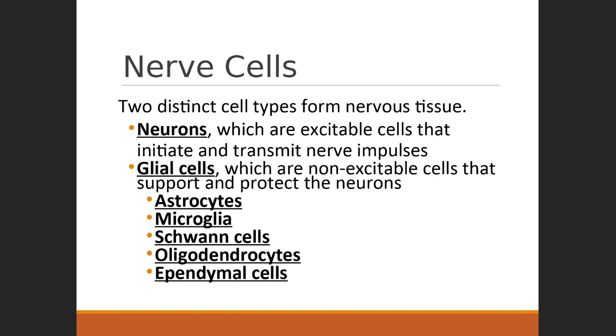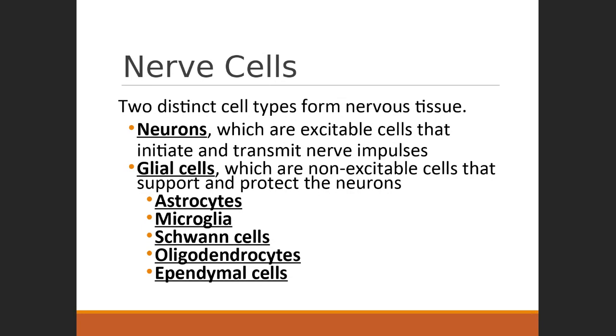We have our microglia, which are our immune system cells of the nervous system. They're able to migrate through nervous tissue and act as any white blood cell would in any other tissue. They're just specialized for the nervous system.